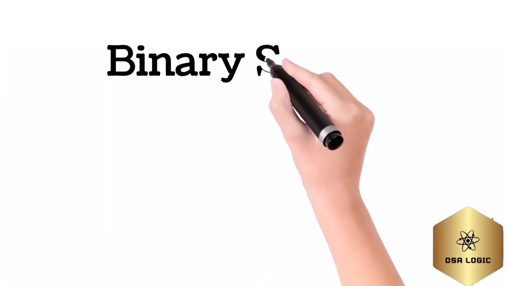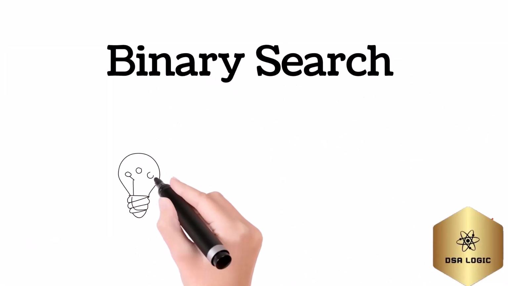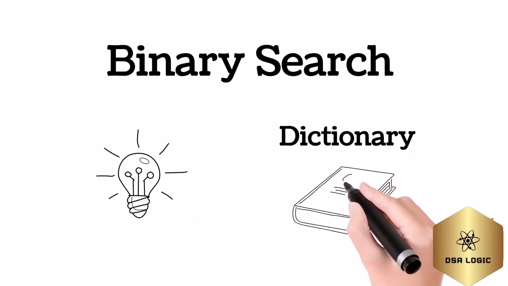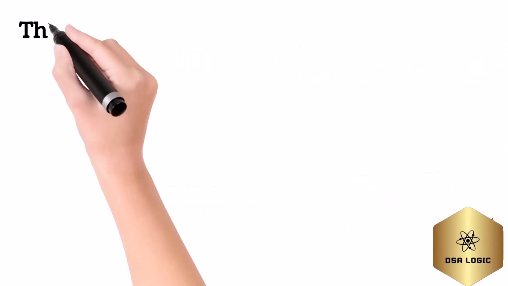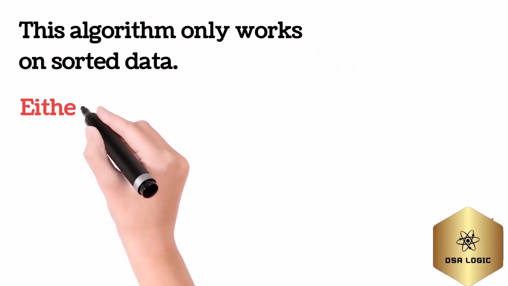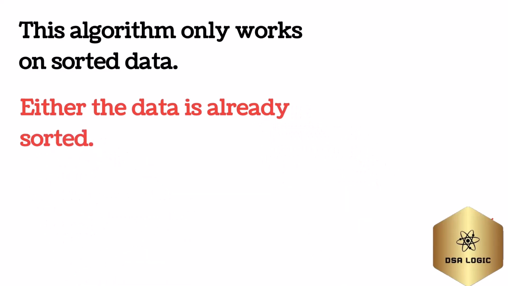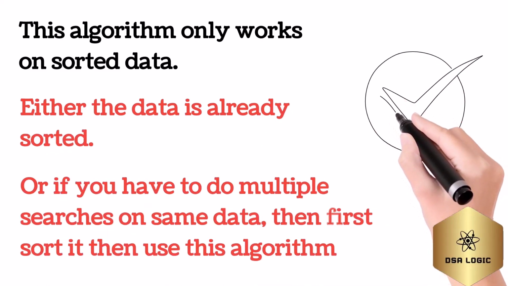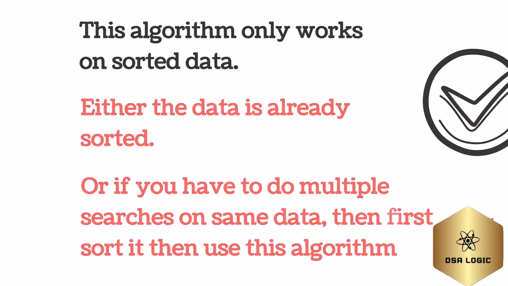Binary search. Binary search uses the same idea which we use while searching words from the dictionary. This is a very powerful algorithm, but this algorithm only works on sorted data. So either the data is already sorted, or if you have to do multiple searches on the same data, then first sort the data, then use this algorithm. Let's see how this works on arrays.